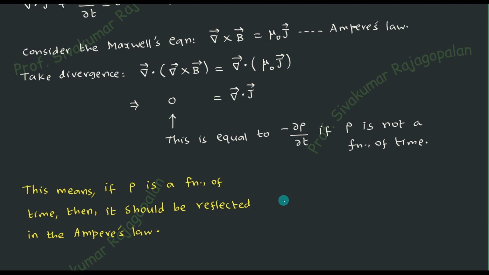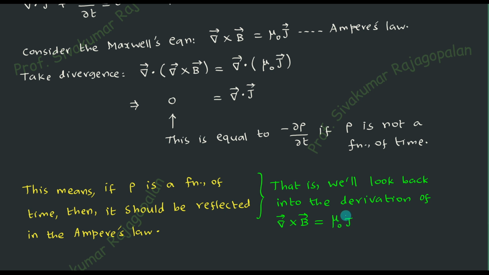Okay, so therefore, the point to be noted is that we have to look into the derivation of del cross B equal to mu naught into J. We have been doing the derivation for the two classes, right? So you have to be careful about that, and pay attention to that. That is what I am trying to say. Okay, so this is one thing. So once this is clear, now we are comfortable.